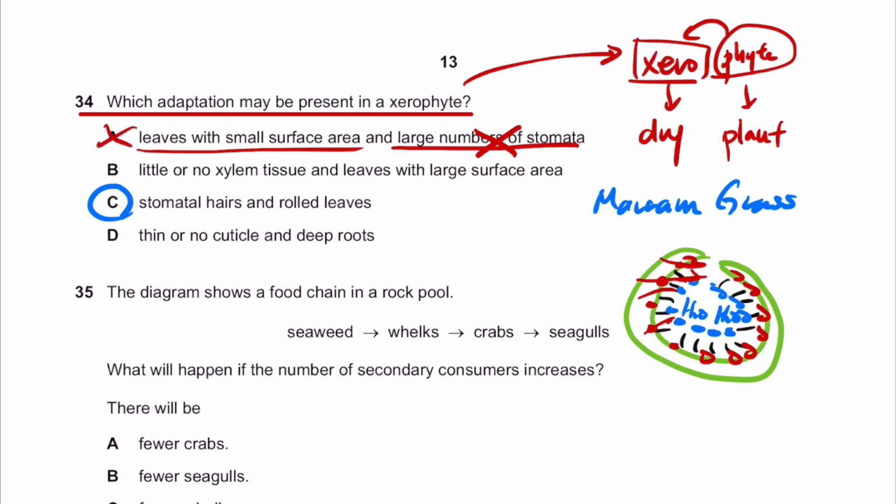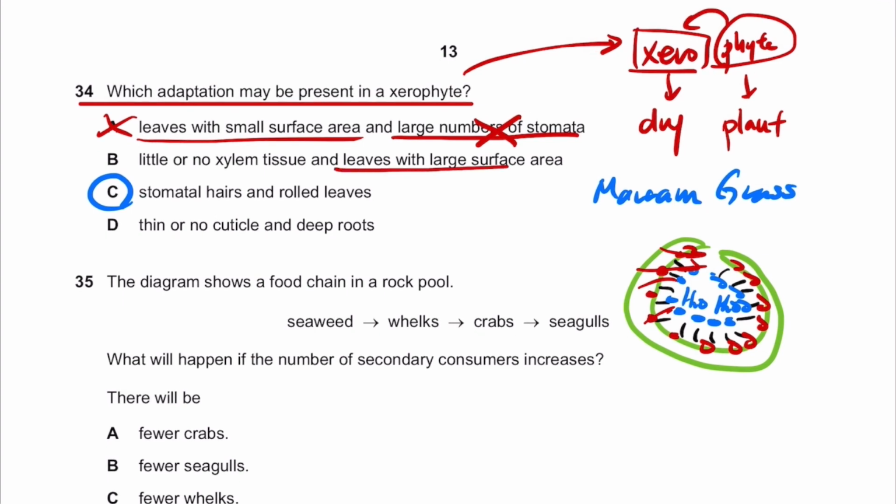B, little or no xylem tissue and leaves with large surface area. If the leaves have large surface area, then there is more surface for the water molecules to escape from the leaves. So no.